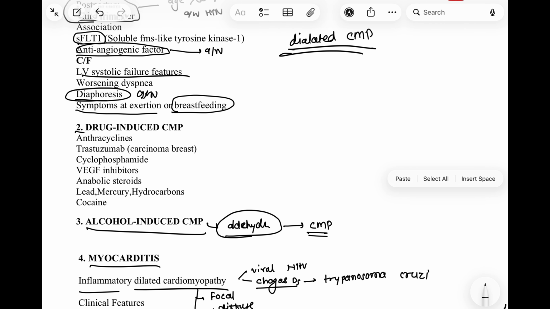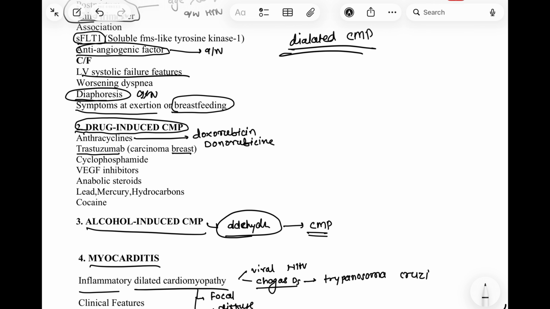The next thing about cardiomyopathy is drug-induced cardiomyopathy. Anthracyclines like doxorubicin and daunorubicin are important causes of cardiomyopathy. Then there is another drug called trastuzumab that we use in breast cancer, which is also responsible for cardiomyopathy. In addition to this, cyclophosphamide and anabolic steroids are important causes of drug-induced cardiomyopathy as well. Heavy metals like lead, mercury, and hydrocarbons at toxic doses lead to cardiomyopathy.